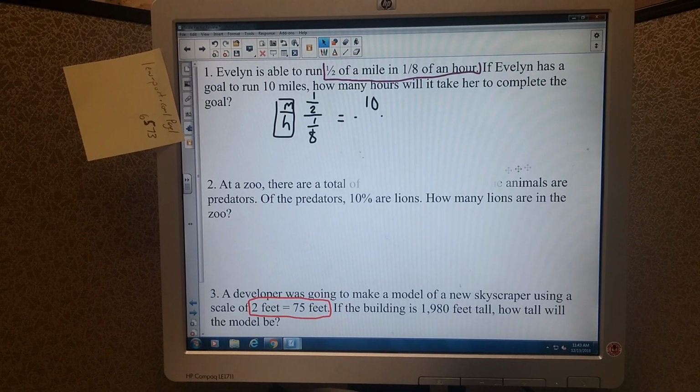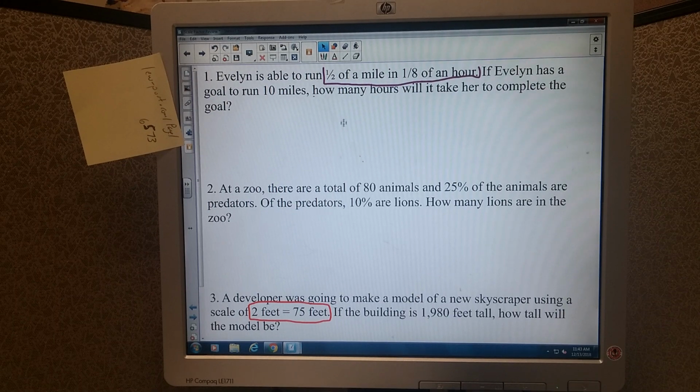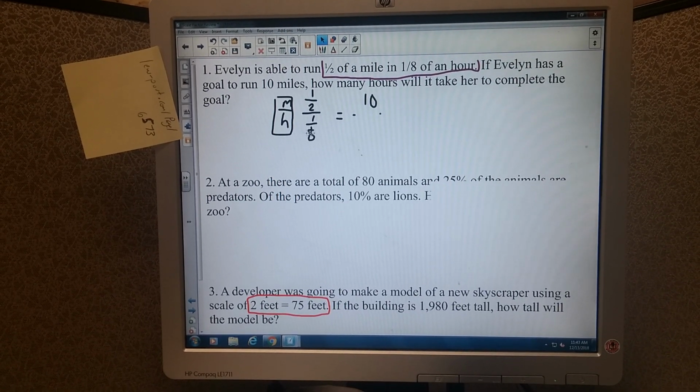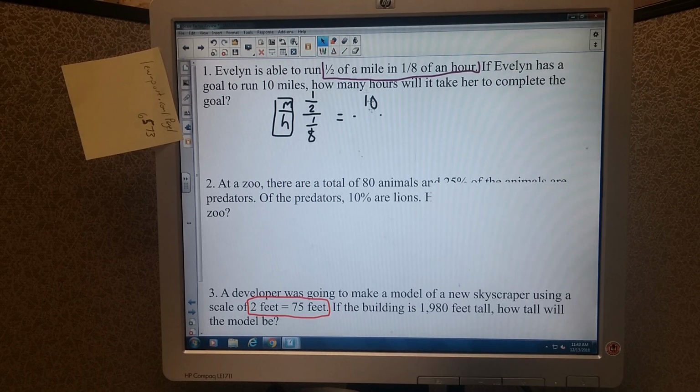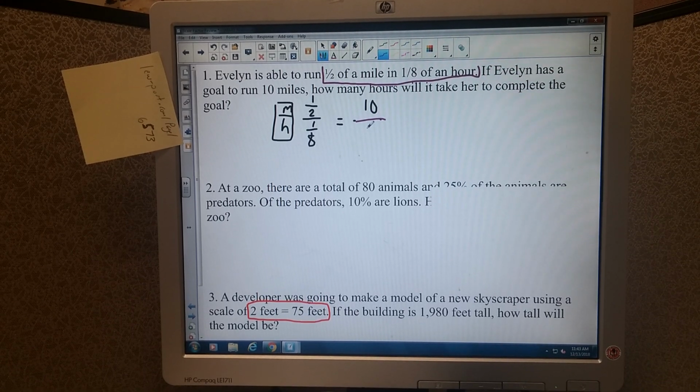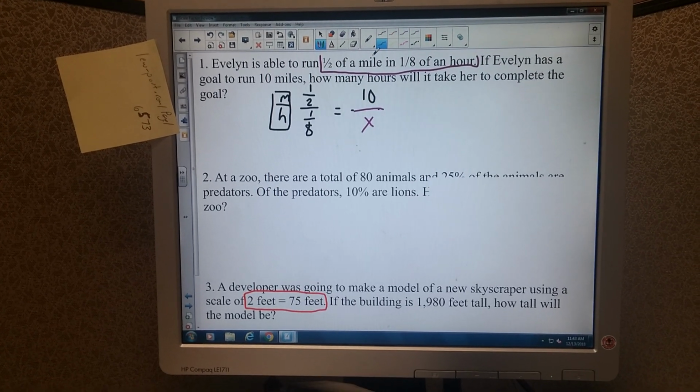And we know that over the course of 1/2 of a mile, it took her 1/8 of an hour. We also know that her goal is to run 10 miles. So 10 is where we're keeping track of the miles. We don't know how long it will take her to do that.